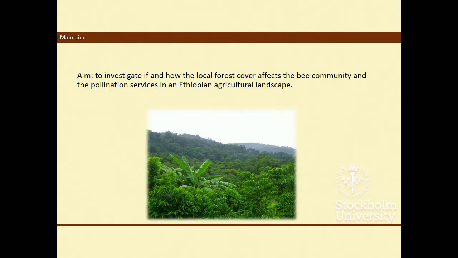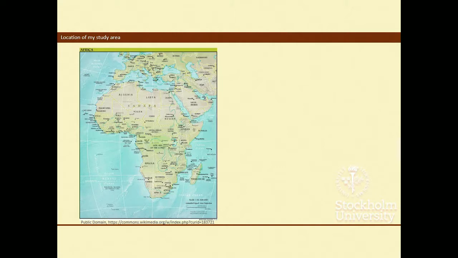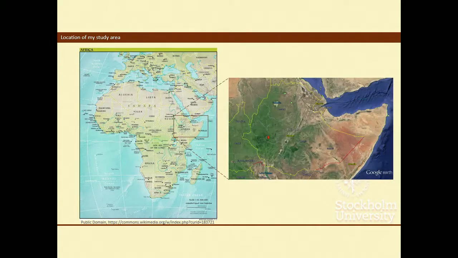But from the tropics, we know a bit, and we know that forest is often important for pollinators. It provides food resources and also nesting places and nesting material. So forest is often good in the tropics, but we know very little from sub-Saharan Africa because very few studies have been done there. So we don't really know about the relationship with forest and agriculture here, or with bees and pollination services. So I've been working in sub-Saharan Africa, in Ethiopia, in the southwestern part of the country.